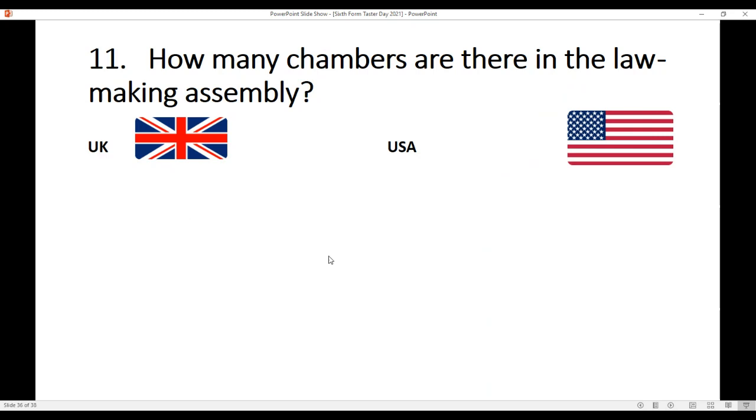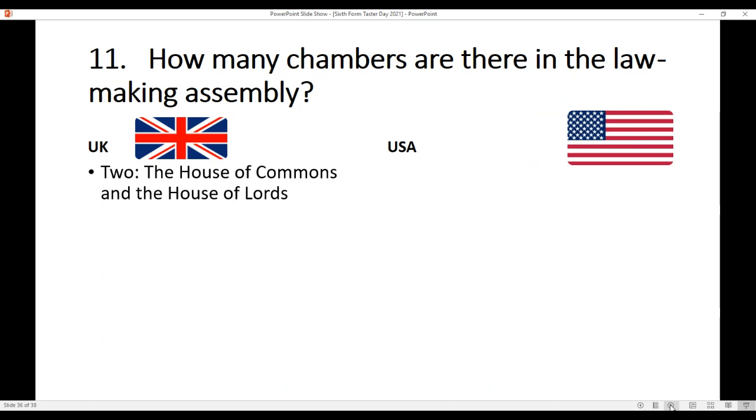Question 11. How many chambers are there in the law-making assembly? And by that, I mean official institutions within the legislature. If you're not sure what this means, it will all become clear momentarily. Can you work it out?